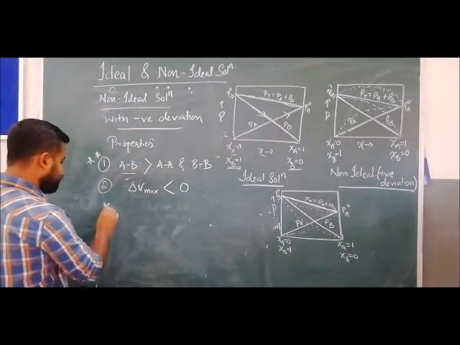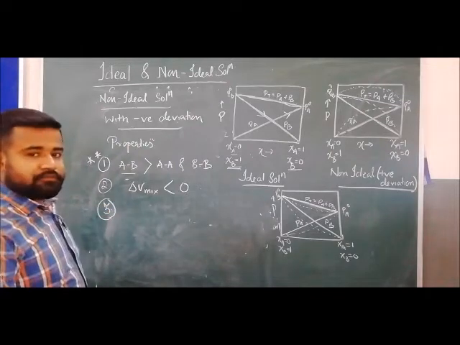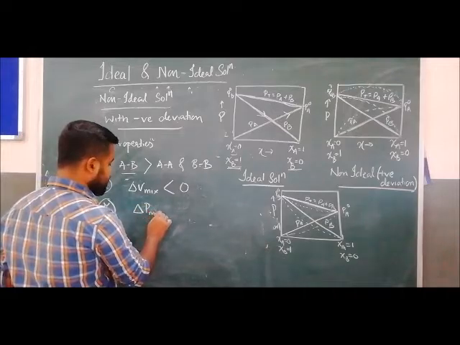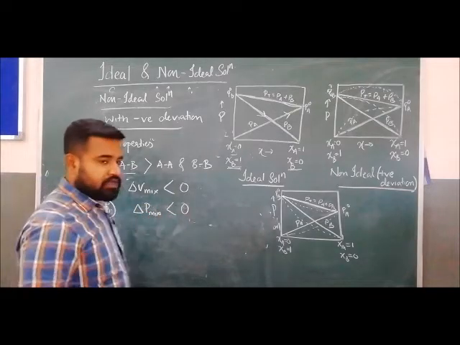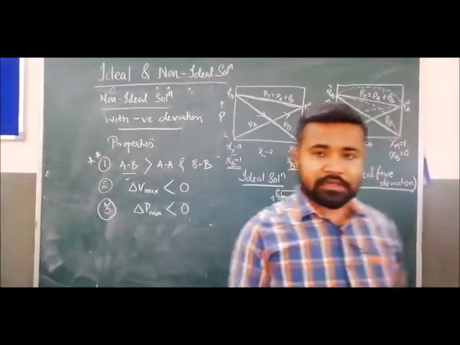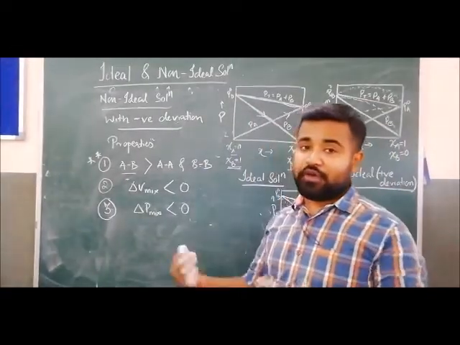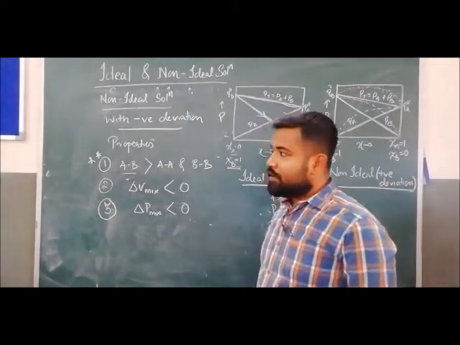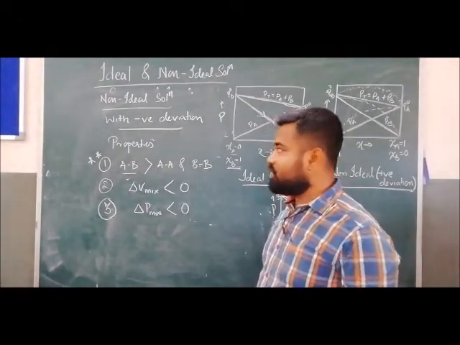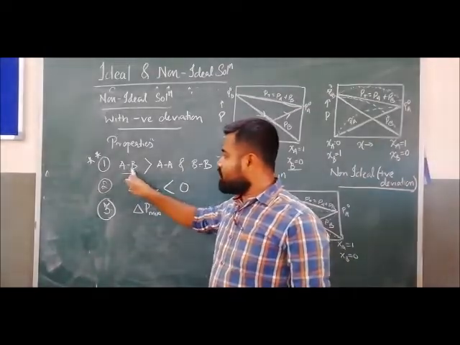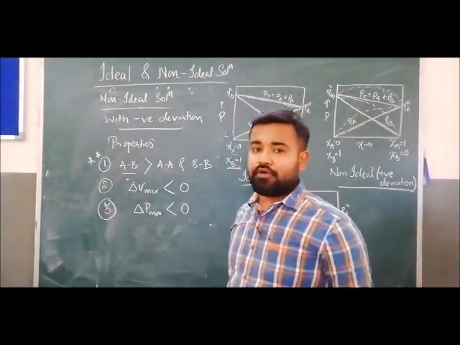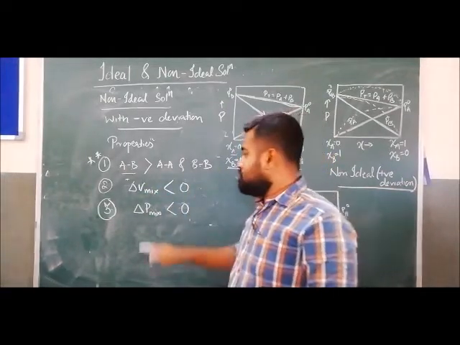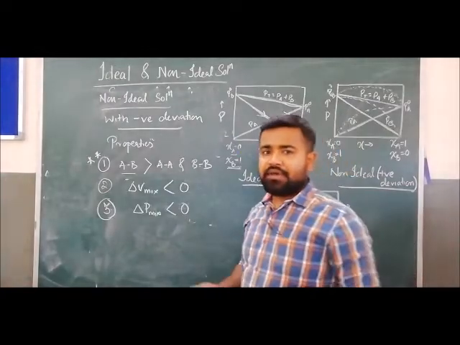Third is delta P mixing, which is also less than 0. It means the vapor pressure decreases after the formation of solution. Why? Because now the solute-solvent interaction is more. When the solute-solvent interaction is more, it suppresses the vapor pressure.